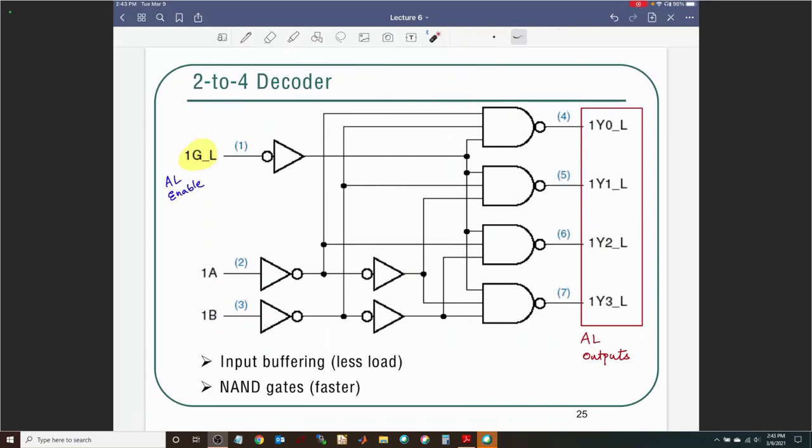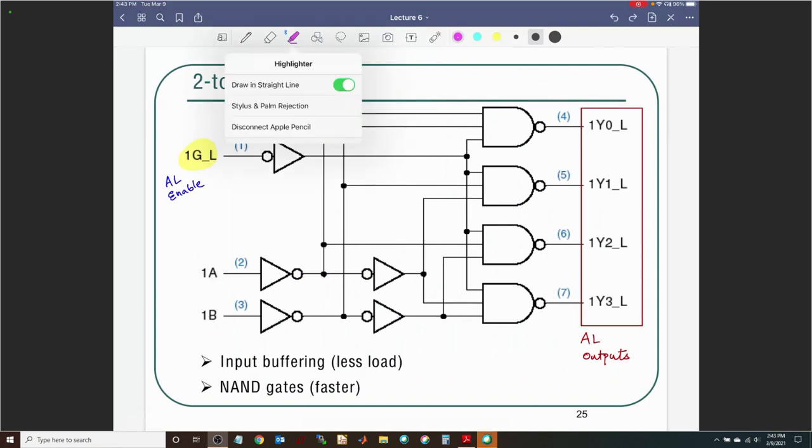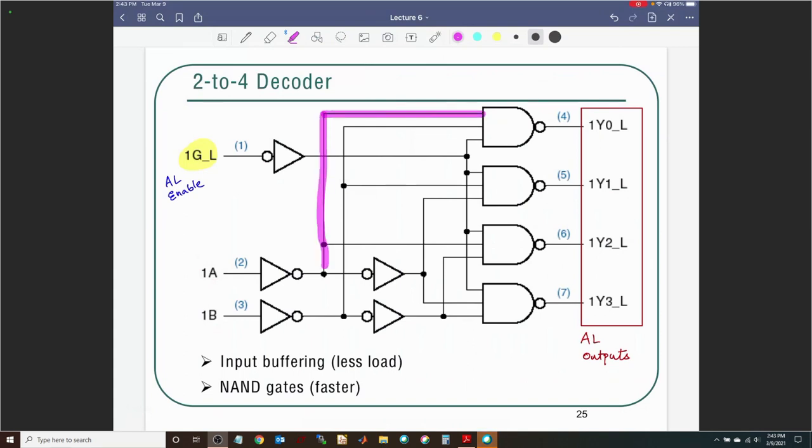Let's try to see which one is least significant here. The way you can do that is simply by tracking down the connections to Y0_L. The connections to Y0_L are from here. Okay, you already have a straight line. So that's one connection. And the other connection to Y0_L through that NAND gate is through here. These two pink lines tell me that Y0_L will be dependent on A complement and B complement. So that doesn't help me that much.